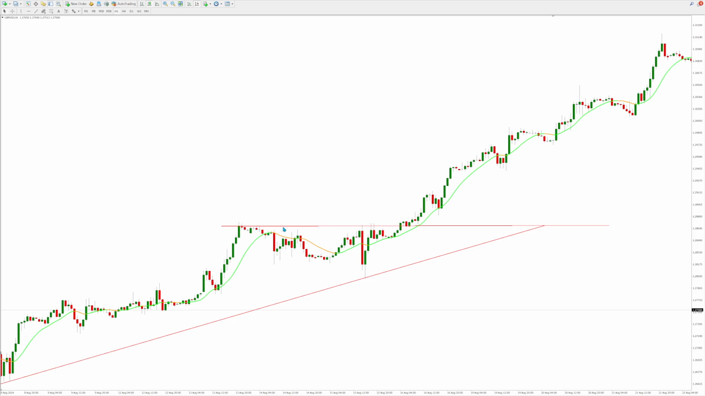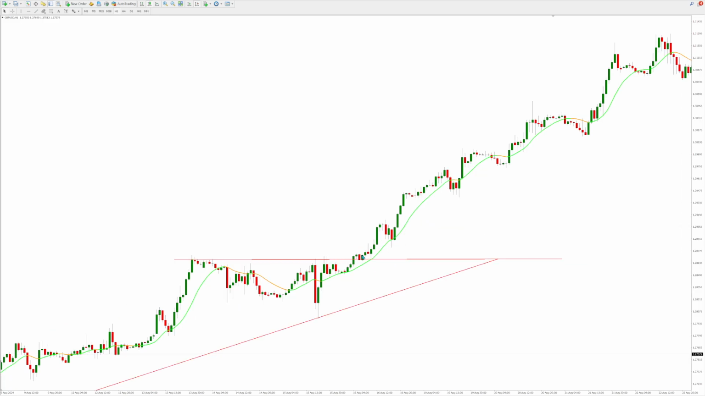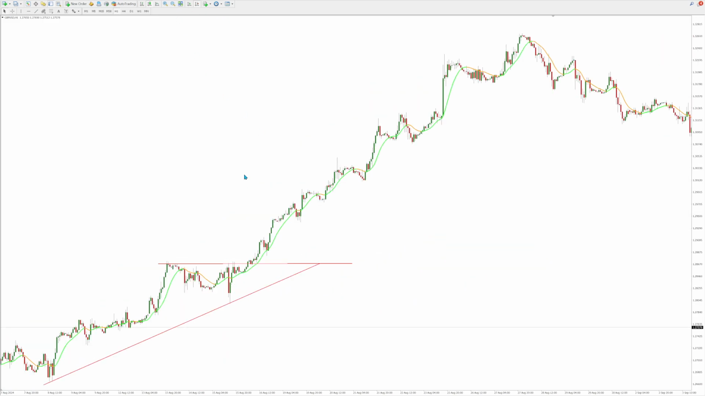And then interestingly, if we wait, this resistance level then becomes support. So that just emphasizes the importance of this level. Got a nice wedge formation here, breakout to the upside, and this would be a good timed entry into this uptrend.